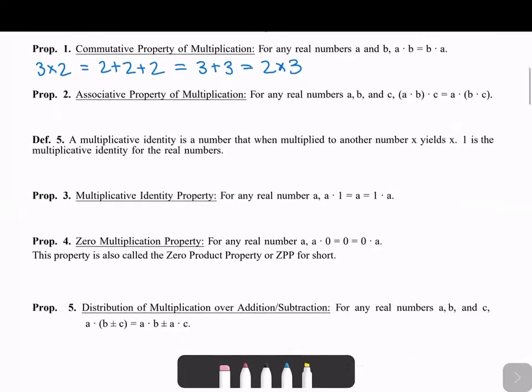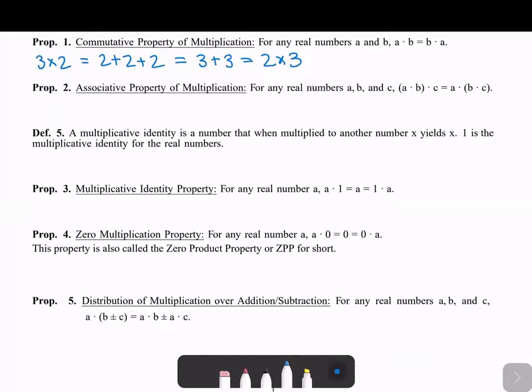Okay, so now the associative property. Just like before, it doesn't matter if we multiply the first 2 numbers and then the third, or if we multiply the last 2 numbers and then the first. It doesn't matter either way. This is going to hold.